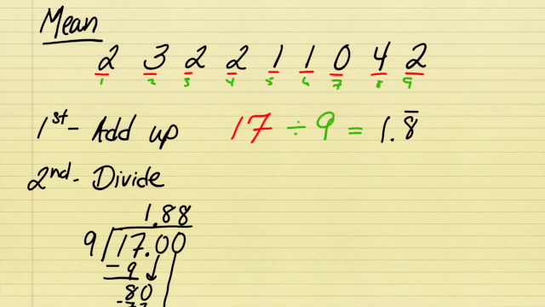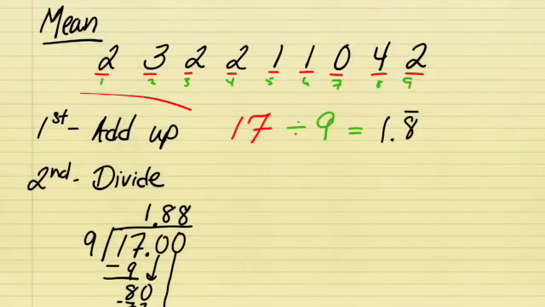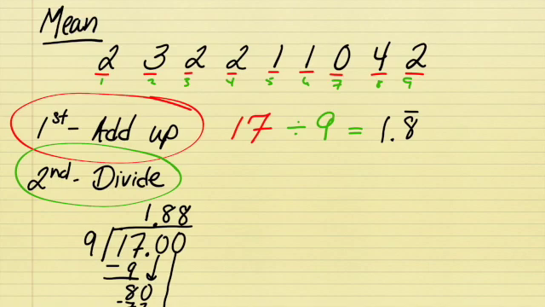Now today we're just talking about how to calculate all these numbers. Later on we'll go into what using these numbers means. All right, so there's your mean. You are adding all the numbers up, and then you are dividing by how many numbers you counted.